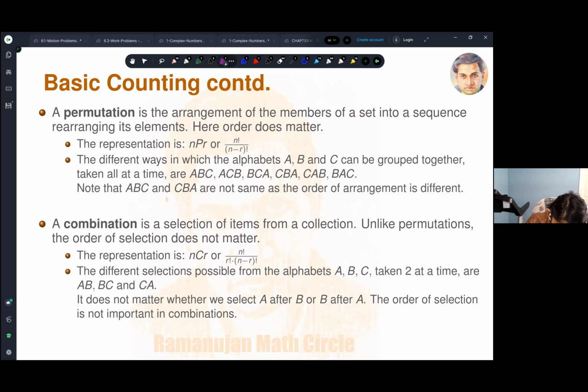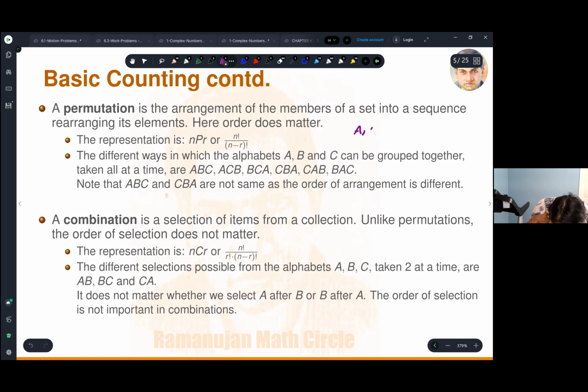So the example we're going to take is when there are 3 different letters, A, B, and C. And we want them grouped together such that all of them are taken together at the same time. So here order does matter. And so we want to see how many ways we can order the 3 letters. And there are a set number of ways you can do it, right?